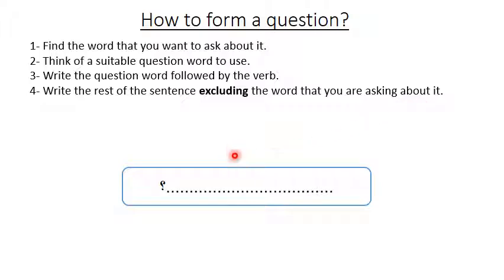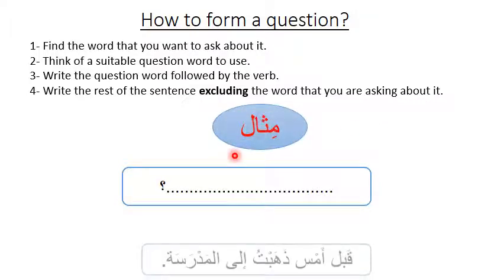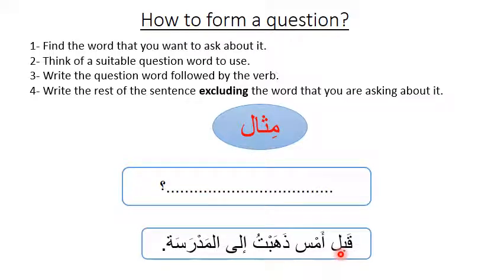Let's have an example. مثال. هذه جملة. There is a sentence. نريد أن نكون سؤال. تعالوا نقرأ الجملة. Let's read the sentence. قبل أمس ذهبت إلى المدرسة. Let's translate it. The day before yesterday I went to the school. We need to determine first the word that we want to ask about. Let's assume that I want to ask about the time. قبل أمس.